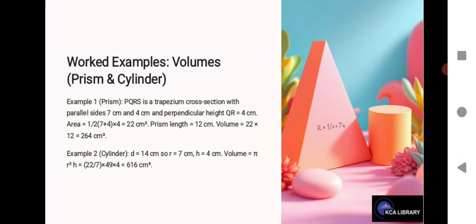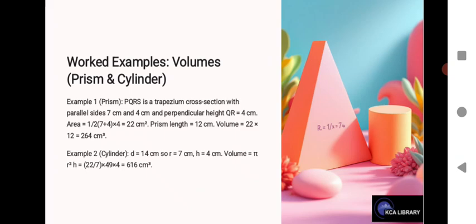Because the prism length is 12 cm, if you want to calculate the volume, it will be the area times the prism length. So it will be 22 times 12, which will give you 264 cm³. You can also equally calculate that for a cylinder.